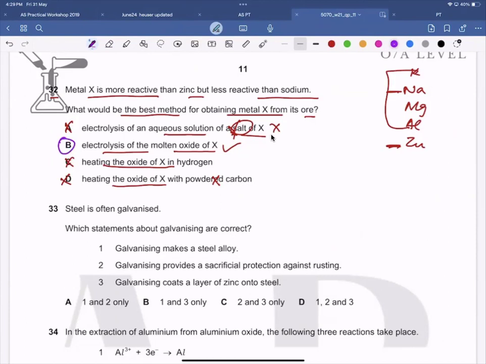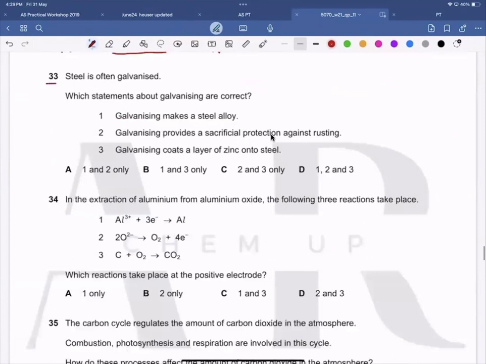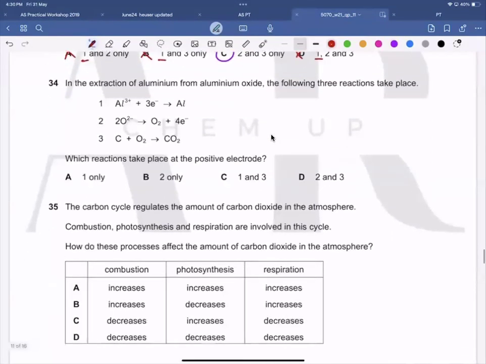Okay. Now, question number 33. Steel is often galvanized. Which statement about galvanizing is correct? Galvanizing makes a steel alloy. Steel is already an alloy, right? So galvanizing doesn't make it an alloy. So statement one is wrong, which means A, B and D all go wrong, and we are left with only C. So C is the correct answer. Galvanizing provides a sacrificial protection. Yes. Galvanizing coats a layer of zinc onto steel. Yes.